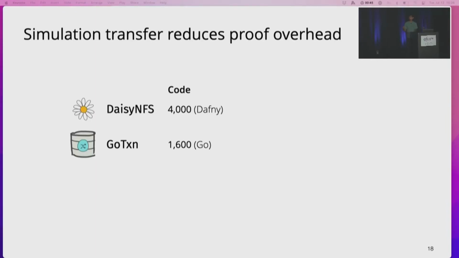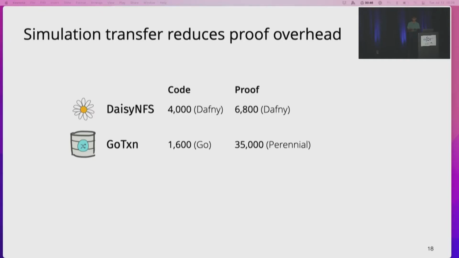So the first set of results is we looked at proof burden. So first of all, if you look at the executable code in the system, you can notice that the majority of it is in DaisyNFS, implementing the file system code. But the vast majority of the proof is for GoTxn, for this transaction system, verified on top of our prior work called Perennial for verifying concurrent and crash-safe systems.